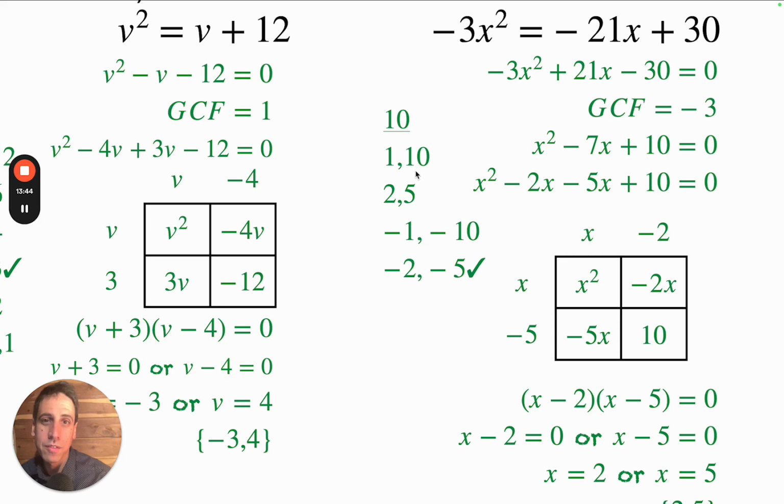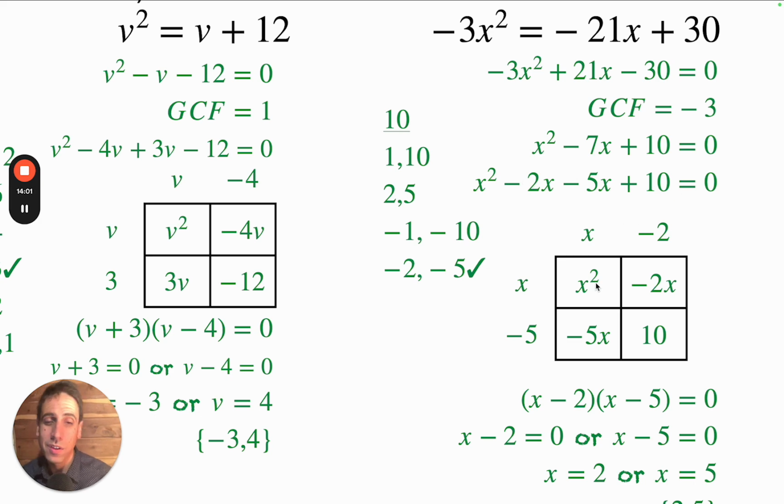Negative 1 times negative 10 is positive 10. Negative 2 times negative 5 is still positive 10. But now we found something that also happens to add up to negative 7. So I'm going to take this minus 7x and turn it into minus 2x minus 5x. They're still equivalent, the same kind of equations, but now we have 4 terms.